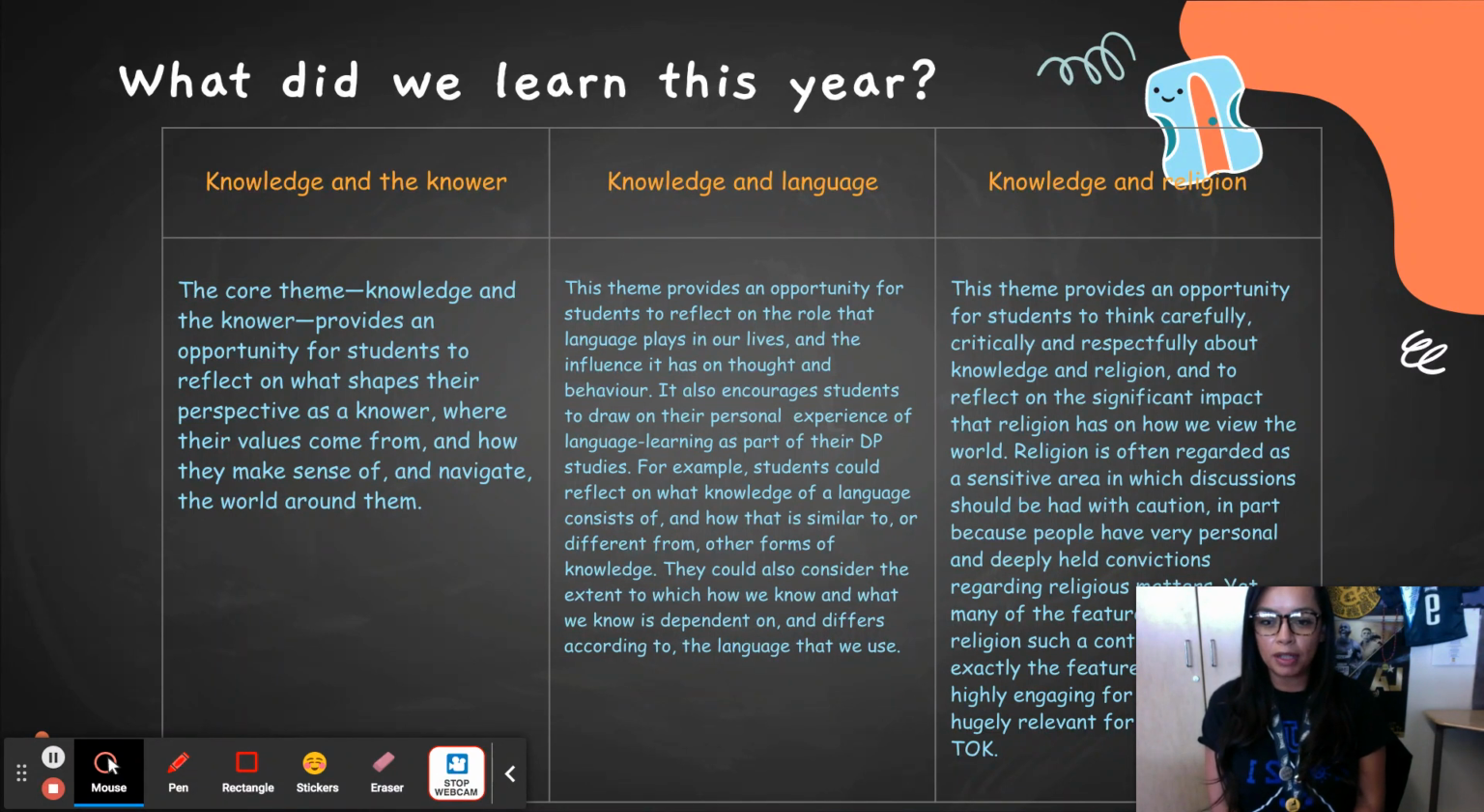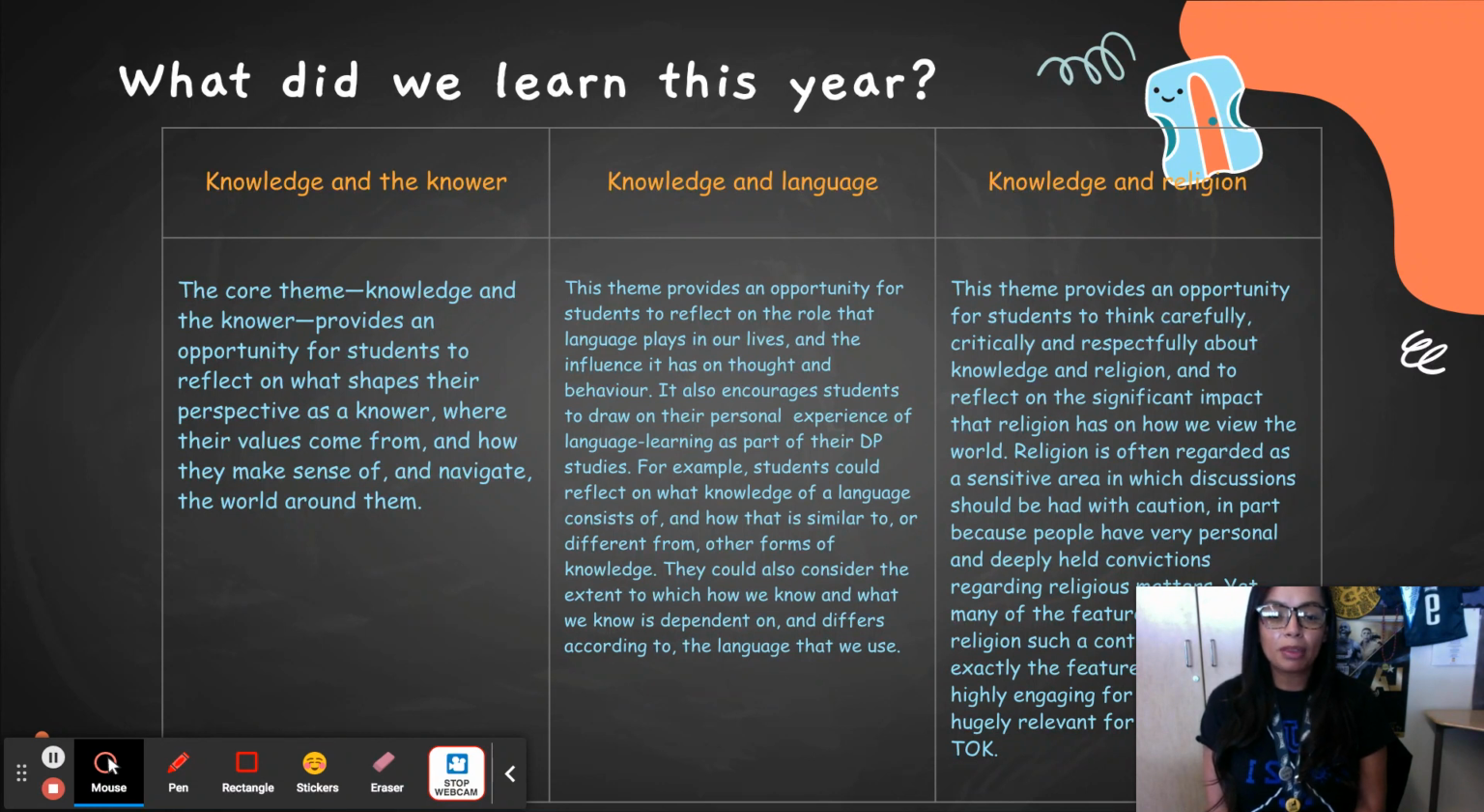letting students reflect on what shapes their perspectives, what biases they have, where they get their values from. How do you make sense of the knowledge all around you? How do we decide what's true, what isn't, right? And just how knowledge works in their everyday lives.